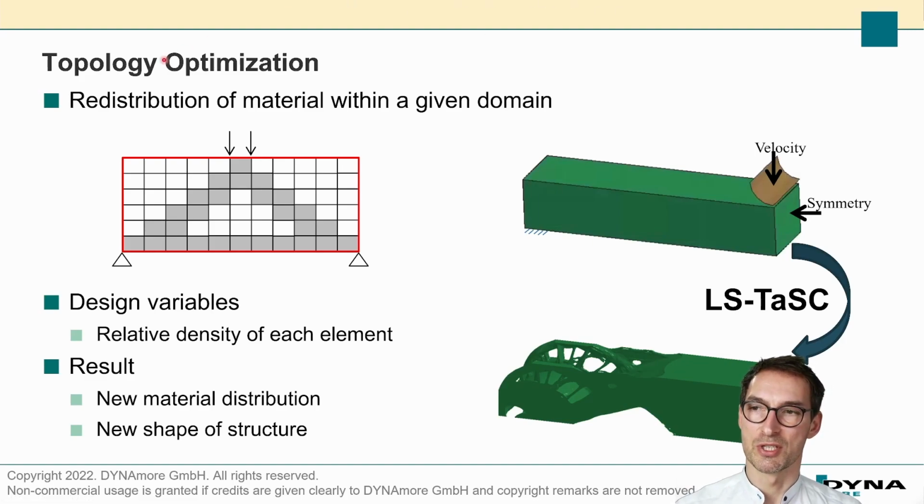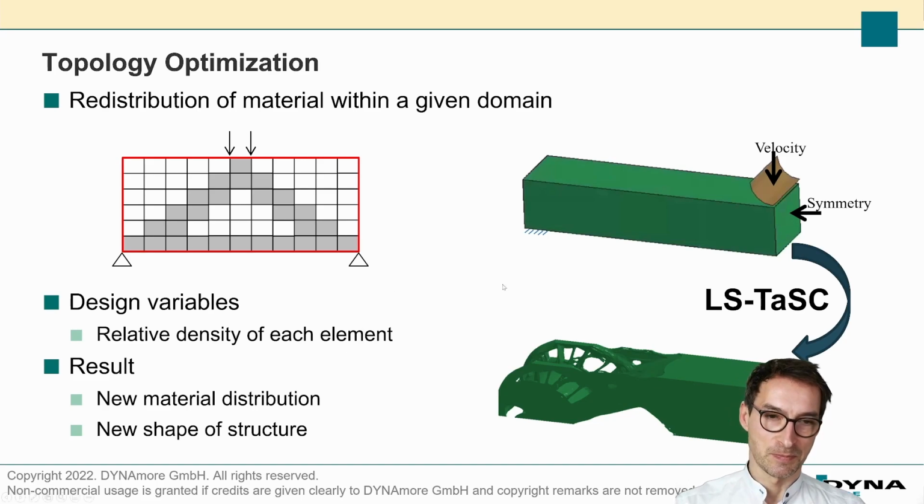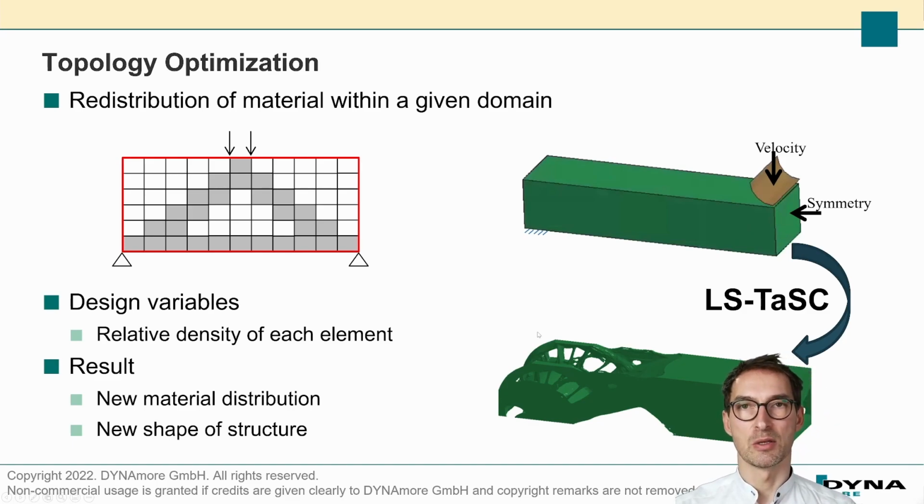Here we talk about topology optimization, and I said it already. LS-TaSC as a topology optimizer answers the question, what is the perfect geometry within this given design space to match your optimization criteria? So for instance, in this case, I have my load here, I have a symmetry plane, I have my constraints here. So what is the best design with maximum stiffness and lowest weight, for instance? And this is what LS-TaSC is doing. It's computing, iterating, and then finding the optimum design.